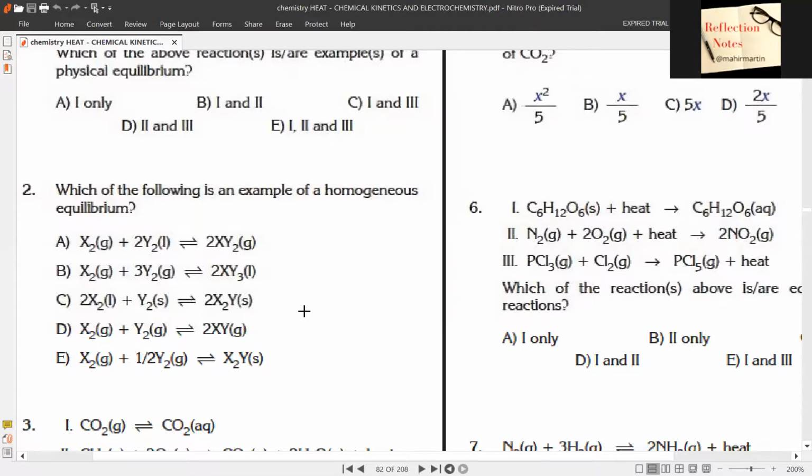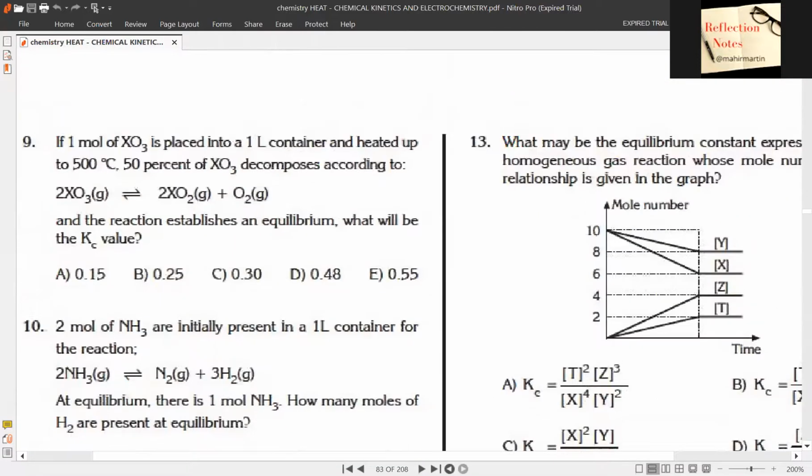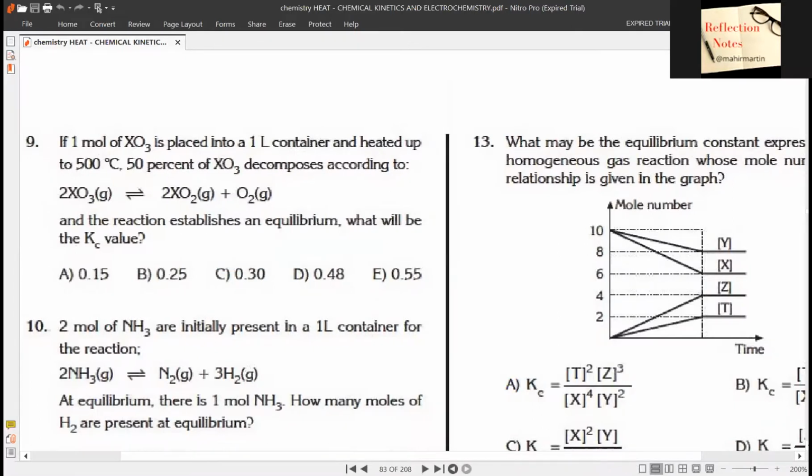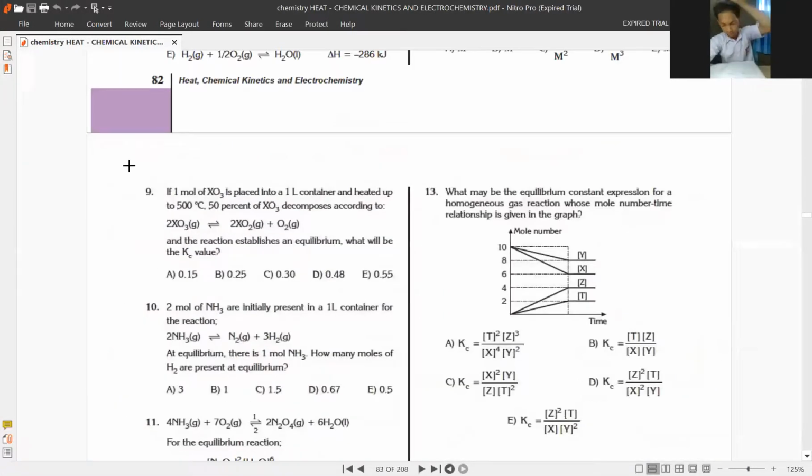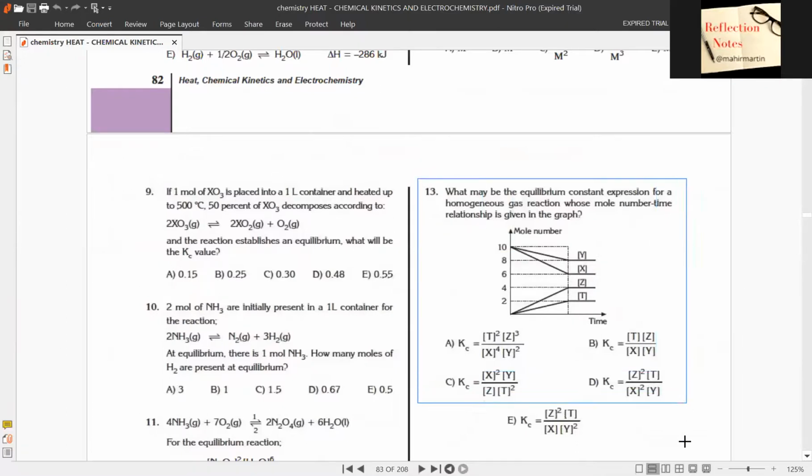Any other question? Yes, guys, come on. Number 13, sir. Yes, 13. All right. Very good question. 13 is the graph question, isn't it? All right, let me do it like this.